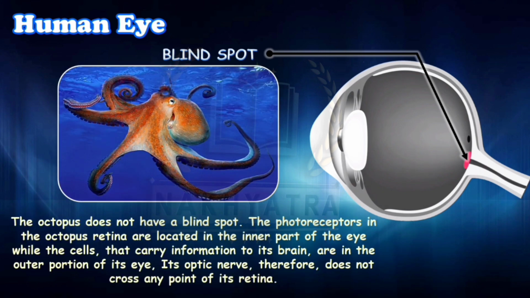Next, see, the octopus does not have a blind spot. The photoreceptors in the octopus retina are located in the inner part of the eye, while the cells that carry information to its brain are in the outer portion of its eye. Its optic nerve therefore does not cross any point of its retina.